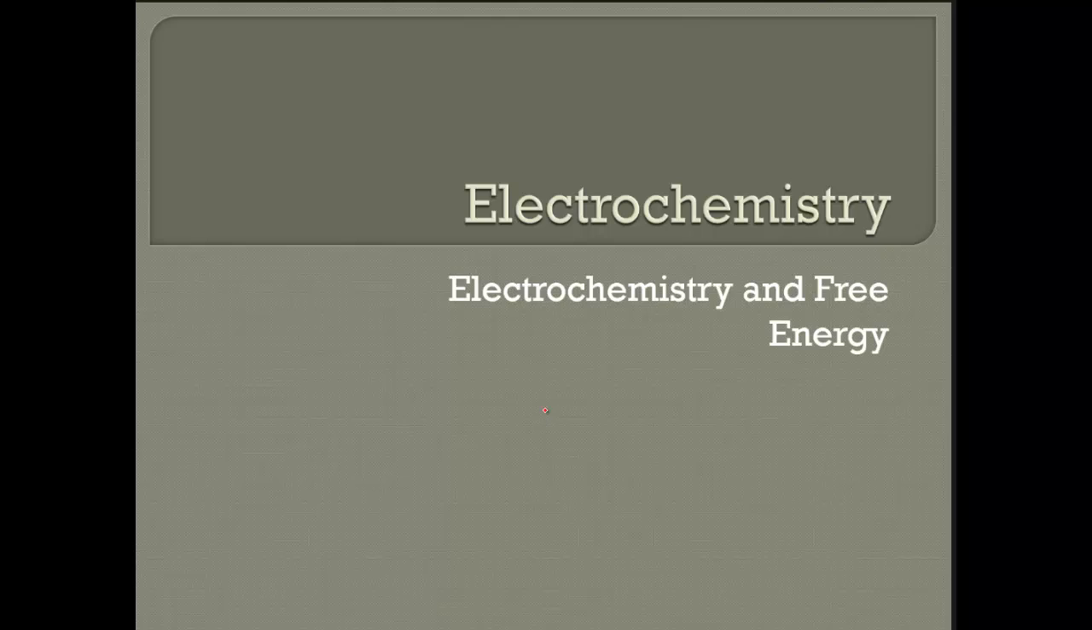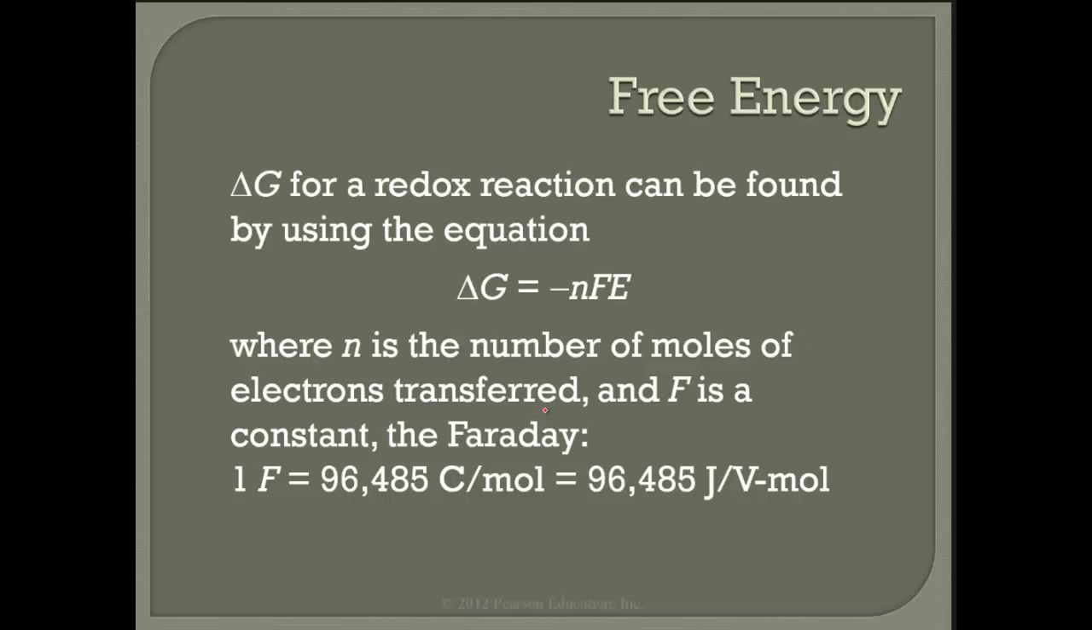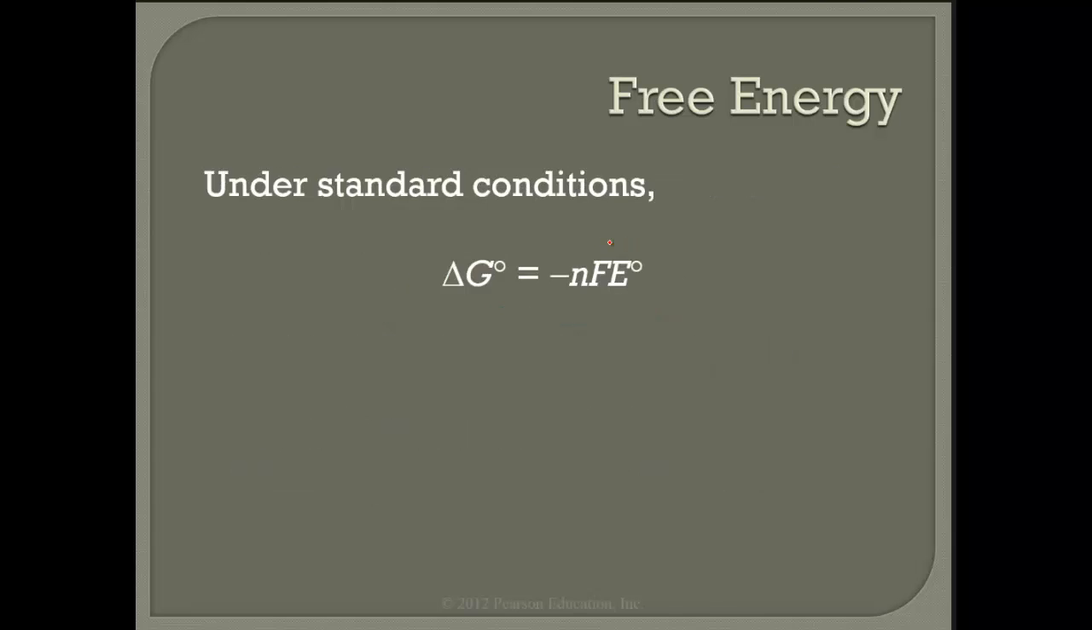This tutorial discusses the relationship between electrochemistry and free energy. Delta G for a redox reaction can be found by using the equation delta G is equal to negative nFE, where n is the number of moles of electrons transferred and F is the constant, the Faraday, which is 96,485 coulombs per mole. Under standard conditions then, notice that delta G naught is equal to negative nFE naught.